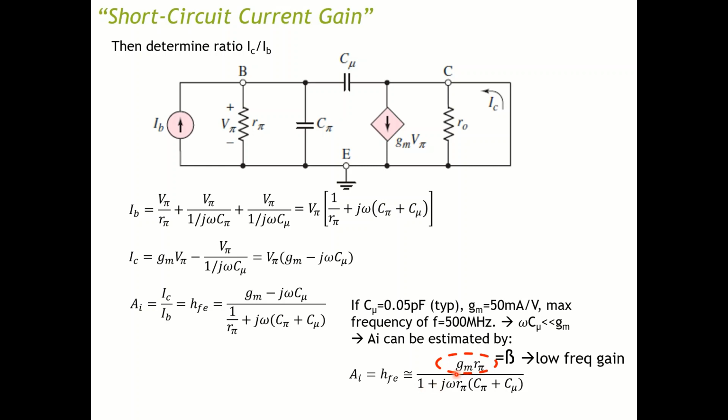What I did is basically I cancel out this term, I multiply the top and the bottom by r pi, and I have this. So now we have gm r pi here. gm r pi is actually equal to beta, and this will be your low frequency gain.